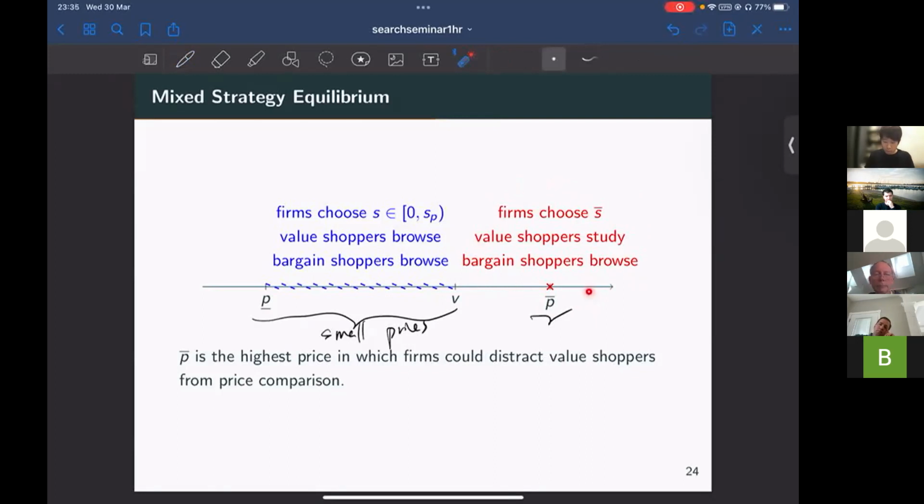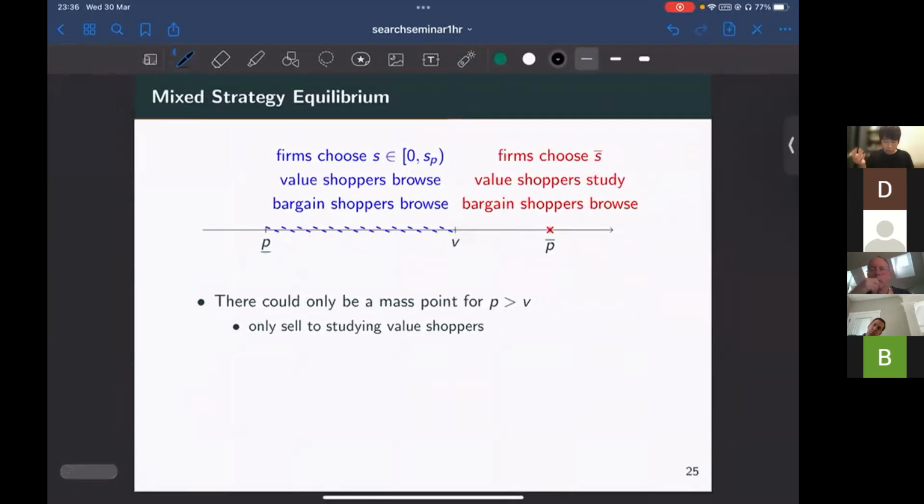So here firms would choose high dispersion and high prices, and they choose high dispersion to incentivize value shoppers to study. Bargain shoppers browse, because there's no value in studying. At these low prices, firms would choose small enough S, as long as S is smaller than some threshold, it doesn't matter. In this case, value shoppers will browse, so they do not study, they try to find a lower price, and bargain shoppers will browse as well. P bar is the highest price at which a firm could still distract value consumers from price comparisons. If firms charge a price above it, there's no way value shoppers are going to study, and therefore firms cannot gain any profit there. So this is the equilibrium.